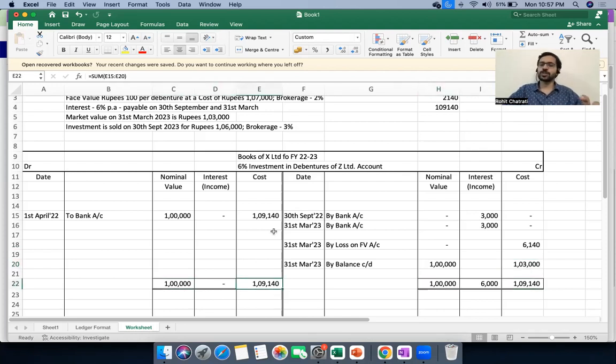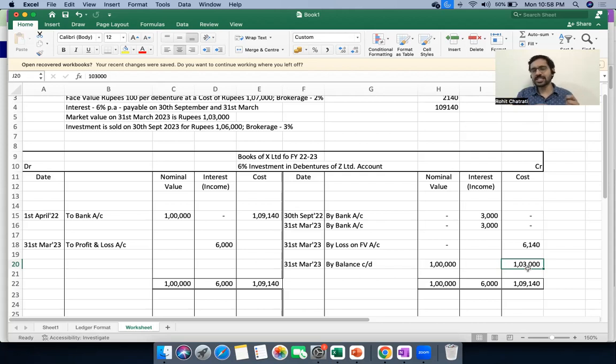And then we are also going to close down the interest income ledger. It had 6,000 over here, so I am going to transfer it to the profit and loss account. In the P&L, I will show a revenue of 6,000, and on the balance sheet I'm going to have the carrying value or the book value of investment at 1,03,000 rupees, not the cost. That is how I prepare the investment ledger.